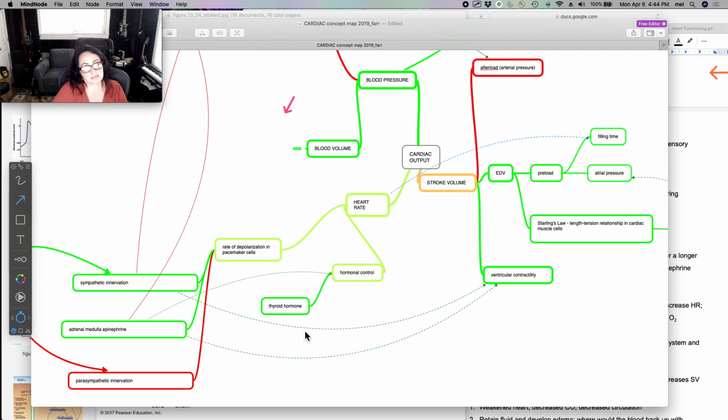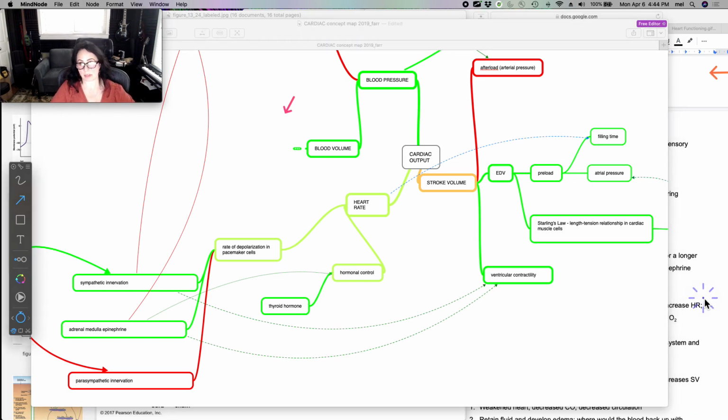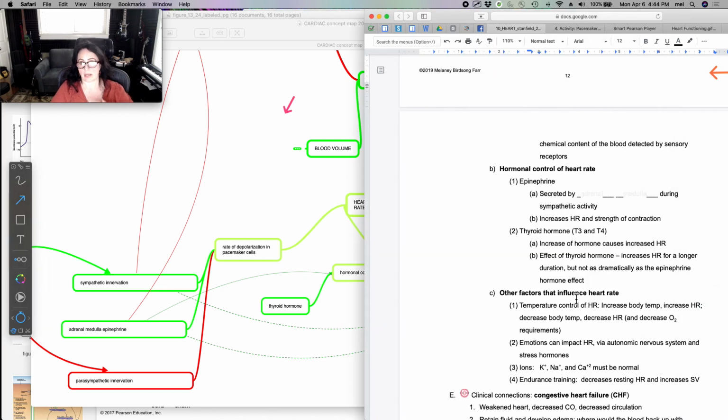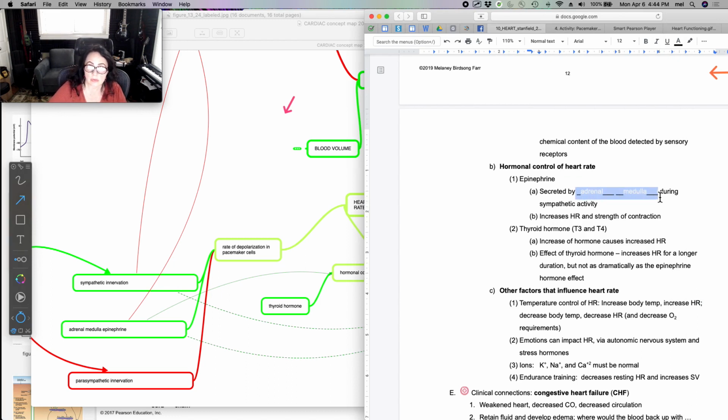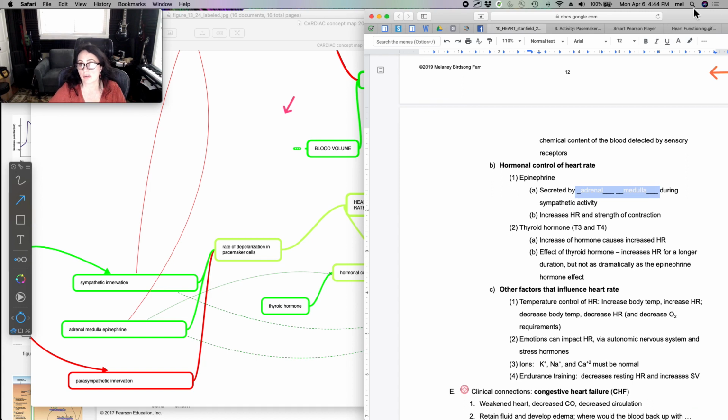But then the one that may or may not occur to you, and it's not really dramatic anyway, is thyroid hormone also increases your heart rate. So let's look at those in your notes. Okay, so hormonal control of heart rate, epi, secreted by the adrenal medulla, which I'm fairly certain that you know by now. Epinephrine is secreted by the adrenal medulla during sympathetic activity, and it increases heart rate and strength of contraction.